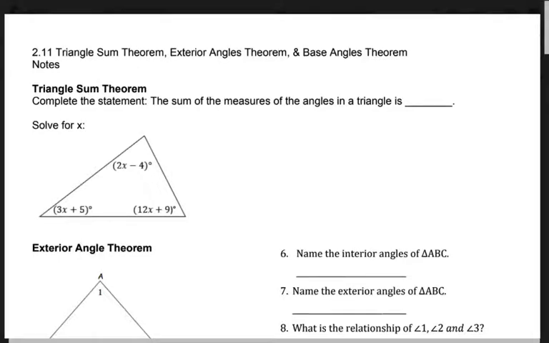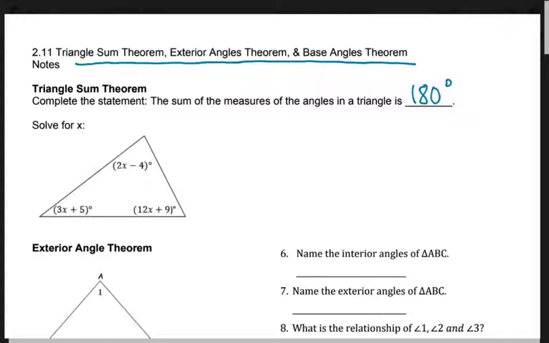We're going to do notes today over some triangle theorems: the triangle sum theorem, the exterior angles theorem, and the base angles theorem. So we're going to start with the triangle sum theorem, which I'm pretty sure we all know pretty well by now. Seems like we've done some problems that already covered this, but basically what it says is the sum of the measures of the angles in a triangle is going to be 180 degrees.